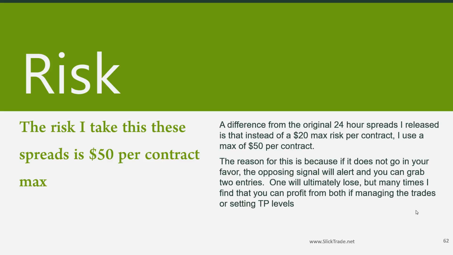The difference from the original 24-hour spreads that I released is that the $50 max applies here, whereas the other 24-hour spreads, like the currency ones, the GBP JPY, EUR USD, GBP USD, have a $20 max risk. Otherwise, you don't enter them, because they can go heavily against you, and they only have a 30 to 50% win rate, which is great, but only with a low risk. These ones are a little bit different. They have a much higher win rate, very close to 50%.